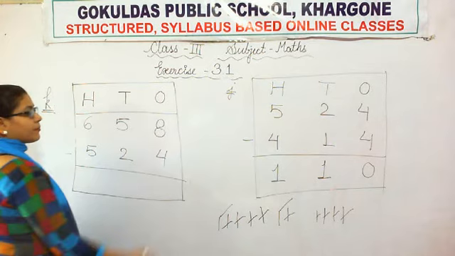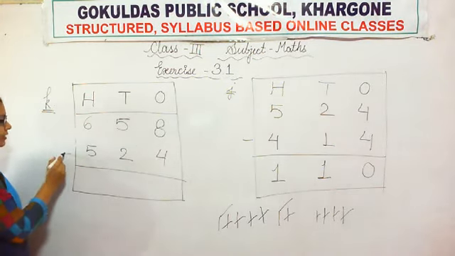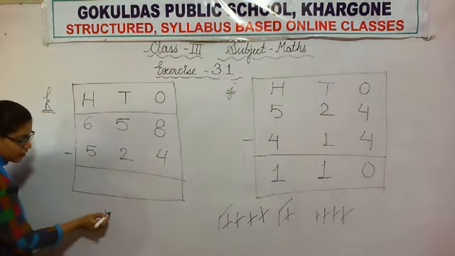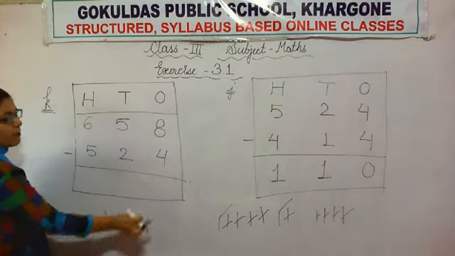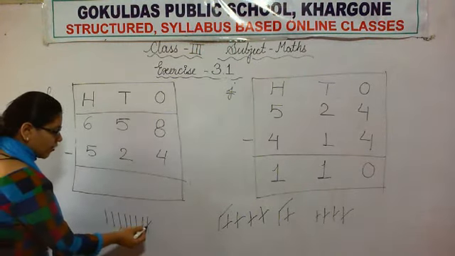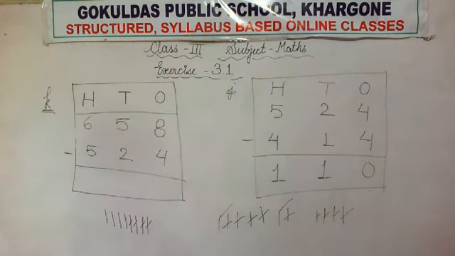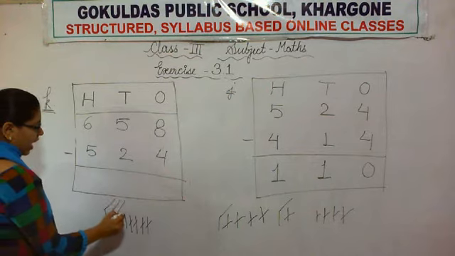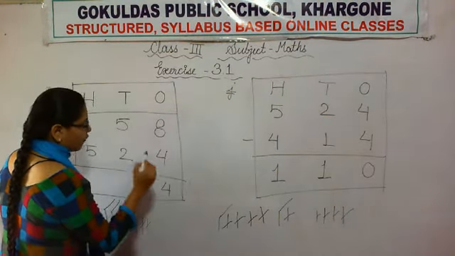First of all, we will subtract ones from ones. So 8 minus 4. Let's draw 8 sticks first. Minus 4, so we will cancel out 4 sticks: 1, 2, 3 and 4. Now we will count the remaining sticks: 1, 2, 3 and 4. 4 sticks are left, so we will write the number 4.